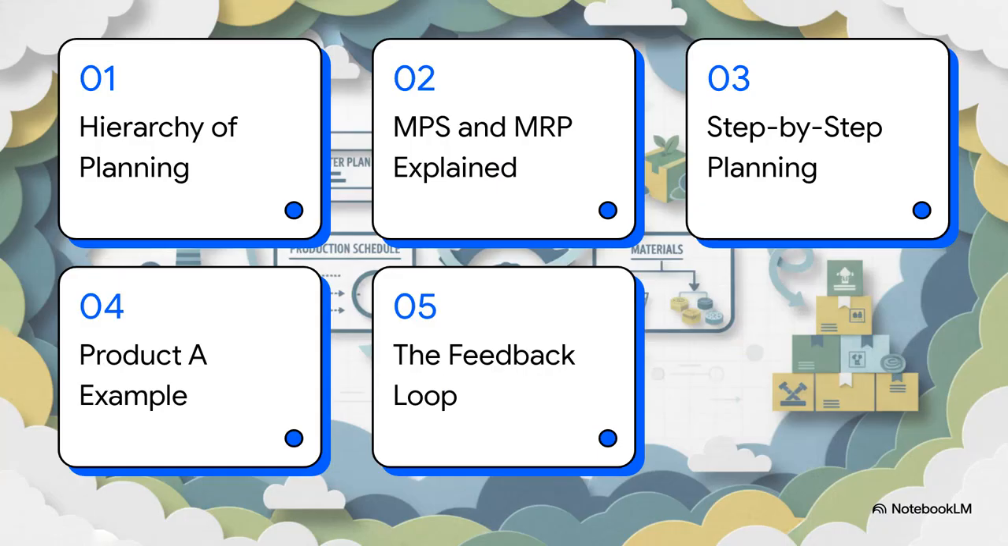Okay, let's dive into this. Here's our roadmap for the explainer. Section 1 is the hierarchy of manufacturing planning. Section 2 will get MPS and MRP explained. Section 3 is step-by-step component planning. Section 4 will see it in action with a product day example. And finally, Section 5 is closing the feedback loop.